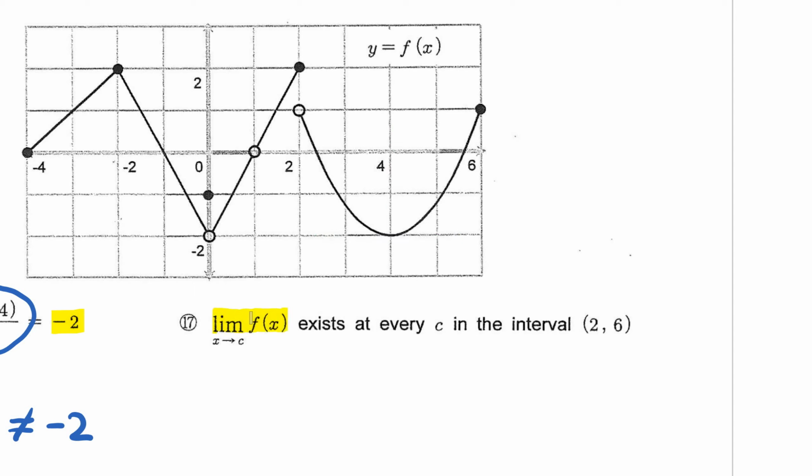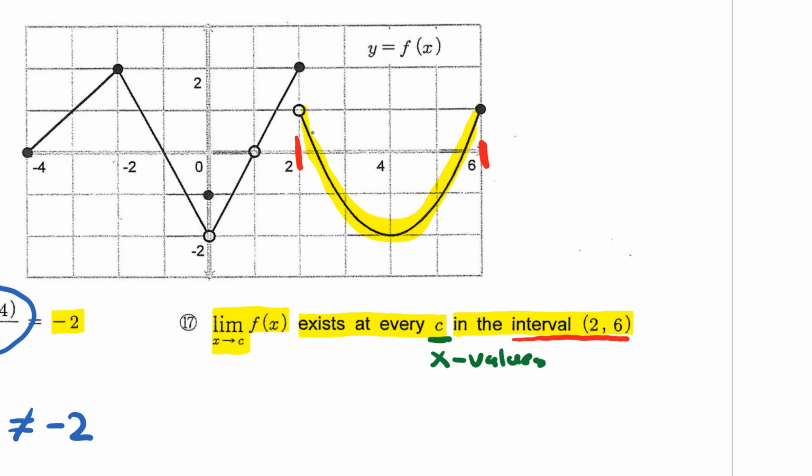The limit of f of x as x approaches c exists at every c in the interval 2, 6. Okay, so where is this interval 2, 6? Well, here is 2, and there is 6, right? So if I look at the graph in that interval, this is my graph. Now, basically this c means these are x values.